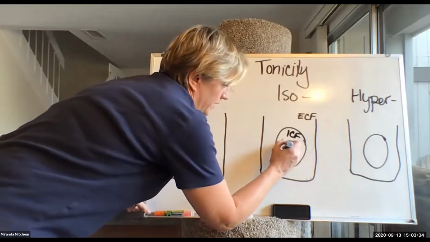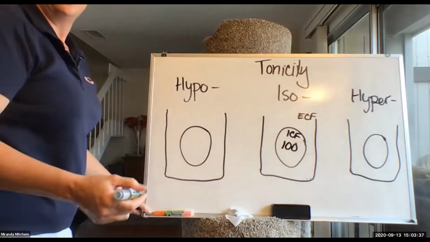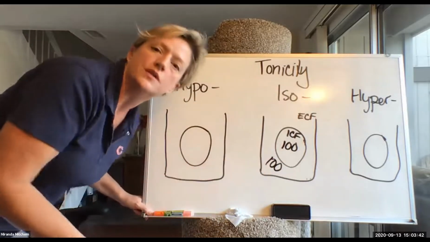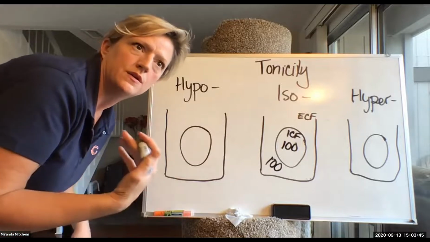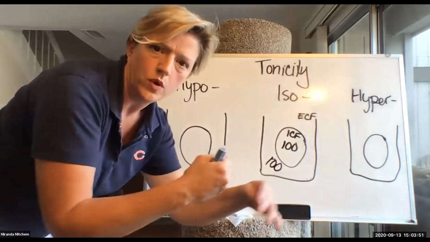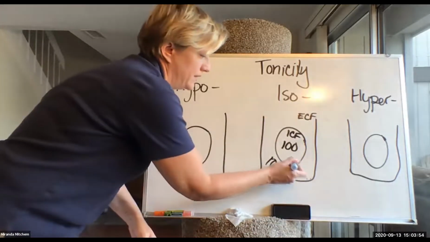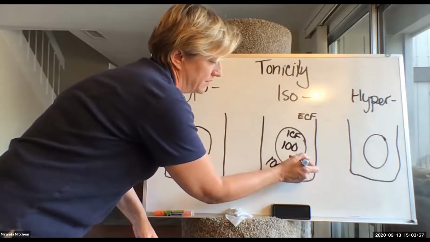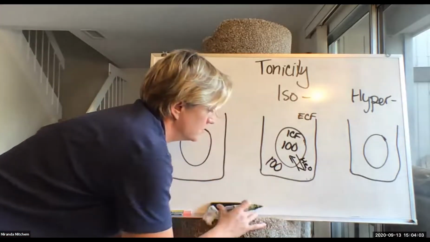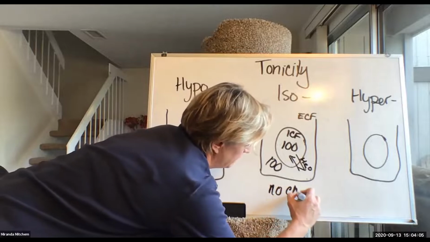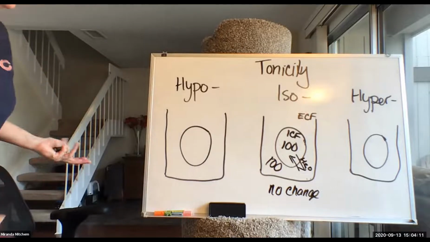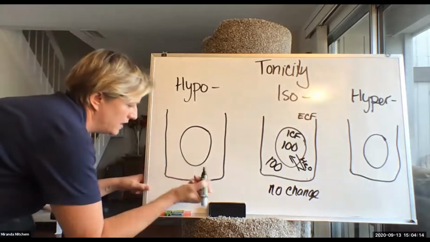Say we have 100 units inside the cell. That means we also have 100 units outside the cell to be isotonic, because the tonicity describes the environment. So there's no net movement of water, right? The amount going across the membrane into the cell is equal to the amount going out. So the cell stays the same size. There's no change in cell size.